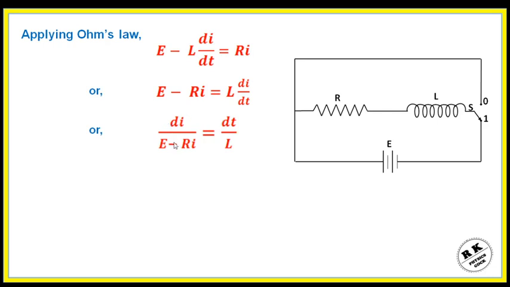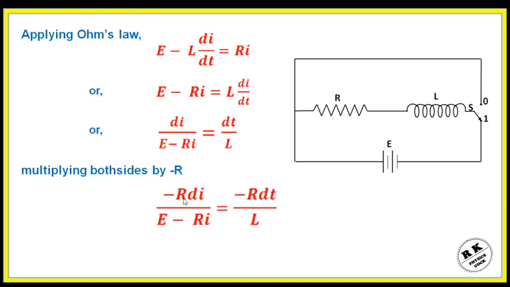We can directly integrate it, but for our convenience, we multiply this equation with minus R on both sides. It will ease our process. So when we multiply this equation with minus R on both sides, the equation becomes minus R di by E minus Ri is equal to minus R by L times dt.